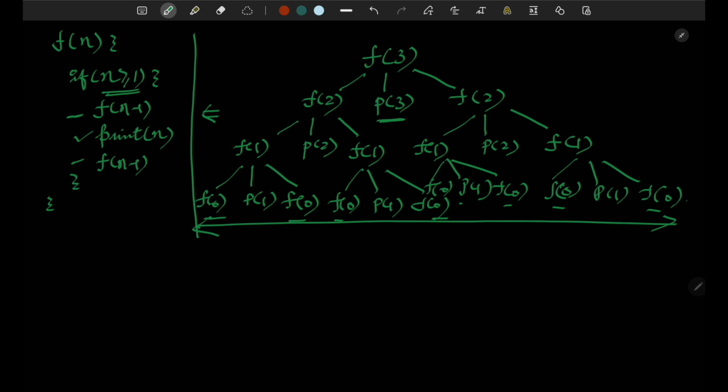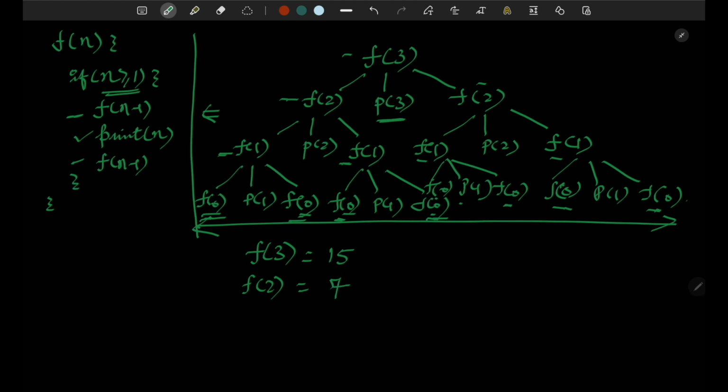So let's count how many times are we calling the recursive method for a given number. So for f of 3 we are counting it like 1, 2, 3, 4, 5, 6, 7, 8, 9, 10, 11, 12, 13, 14, 15. So for f of 3 we are calling it 15 times. For f of 2 we are calling it 1, 2, 3, 4, 5, 6, 7.